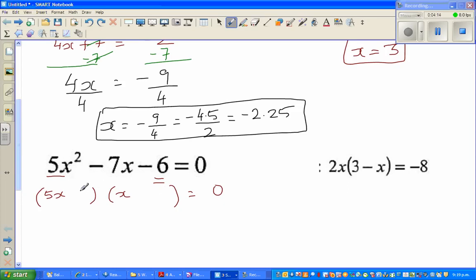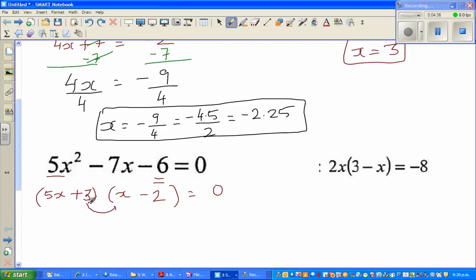So what will happen if I put plus 3 and minus 2? Okay, so does it work? So this does give me minus 6. 3 times negative 2 is minus 6, but you have to confirm whether you're getting the minus 7x. So you should check this.